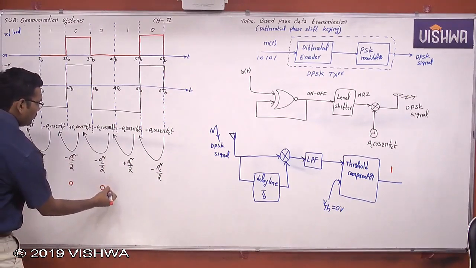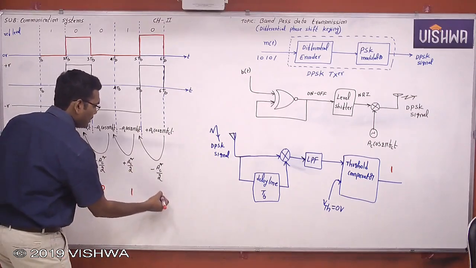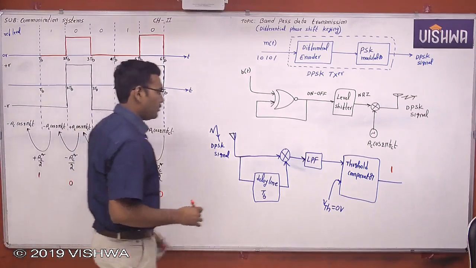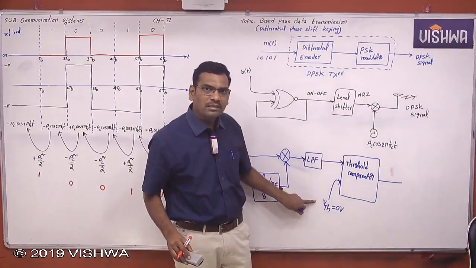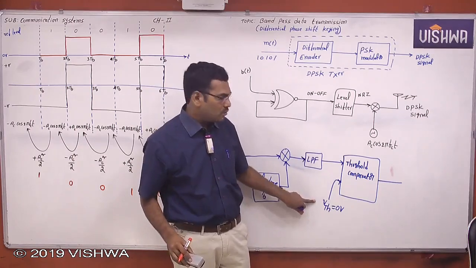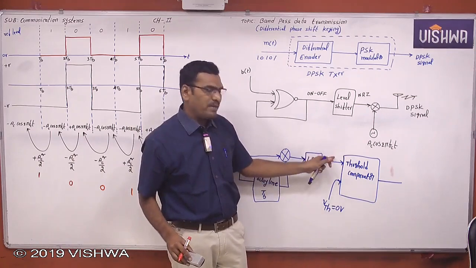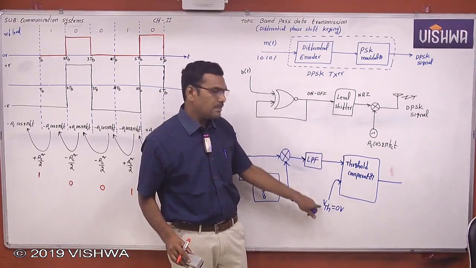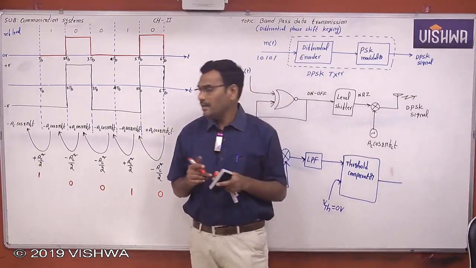Less than the threshold voltage, 0. More than the threshold voltage, 1. Less than the threshold voltage, 0. Right, like this. If the signal strength is greater than the threshold, it is binary 1. The signal strength is the output of the low pass filter. If that strength is less than the threshold voltage, then the threshold comparator will treat it as binary 0.